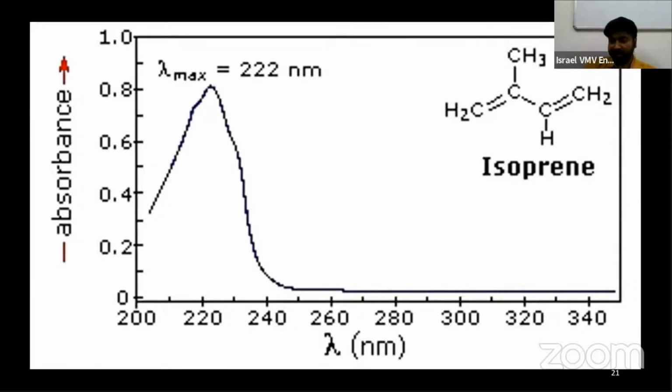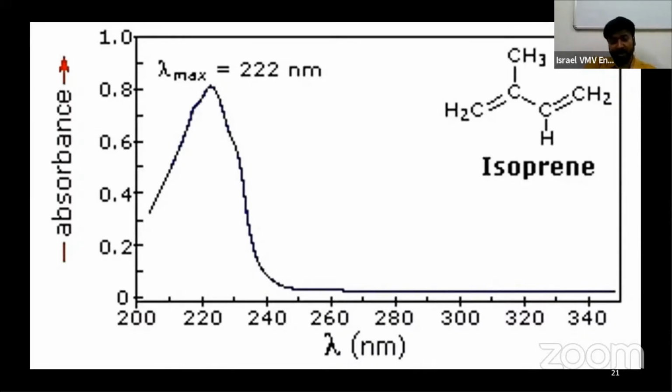Pi bonds are formed by the sideways overlap of orbitals. They are kind of free, so they are easy to excite. A little energy is enough. For sigma to sigma star excitation, you need light of larger energy, and that will push the absorption wavelength below 200 nanometer. Below 200 nanometer is not at all considered in the ultraviolet visible spectrum.